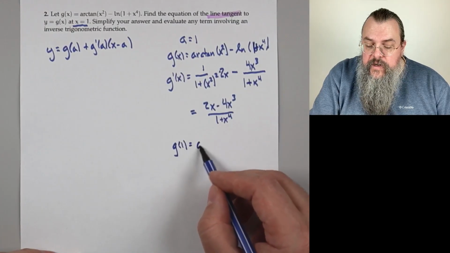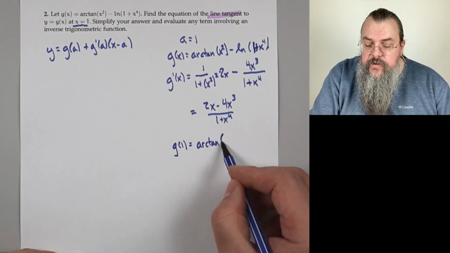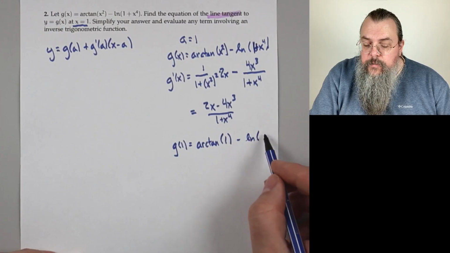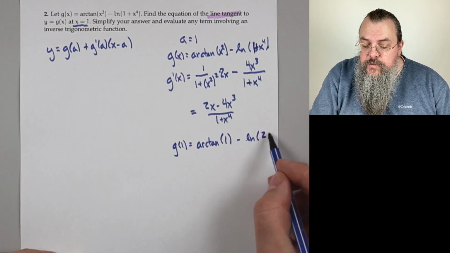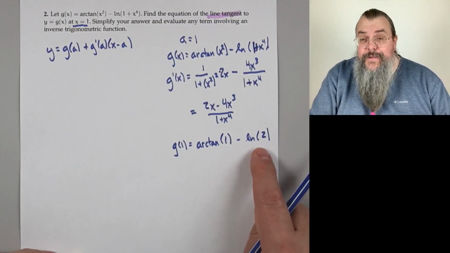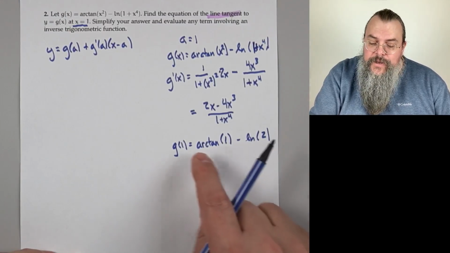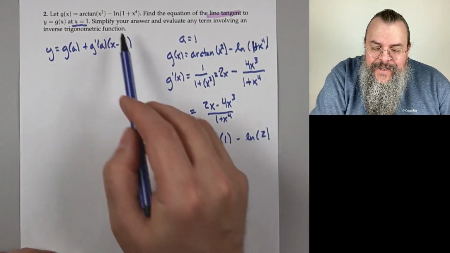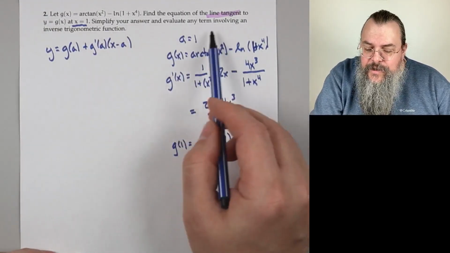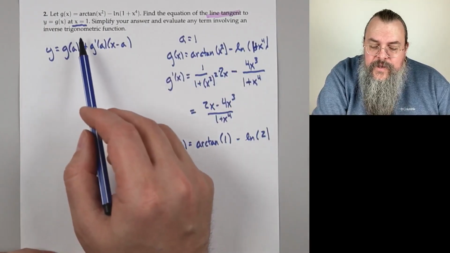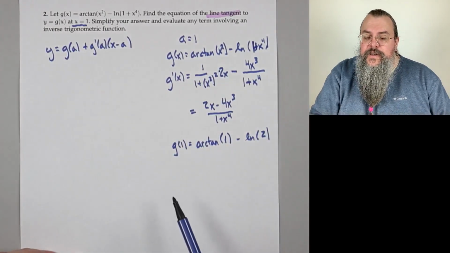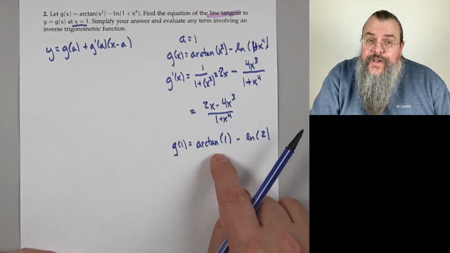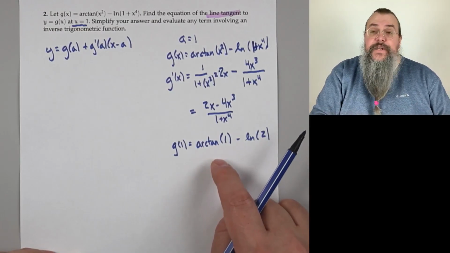Well, that's arctangent of 1 squared, which is 1. And then we have minus the natural log of 1 plus 1, which is 2. Now, natural log of 2, there's not much you can do with that. But we do remember the instructions. It says, no term involving inverse trigonometric function. So we got to somehow say, what is arctangent of 1? Well, that's pretty simple, actually.